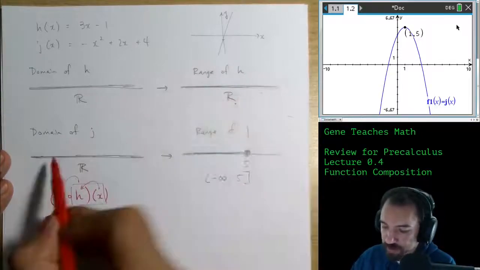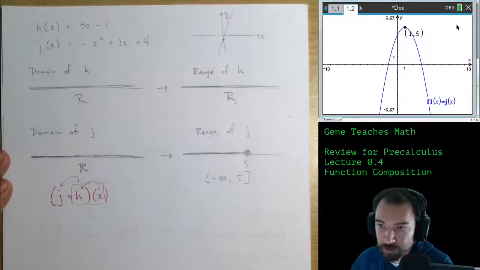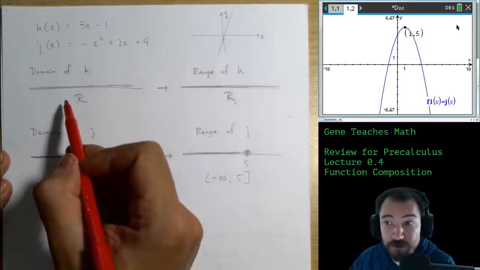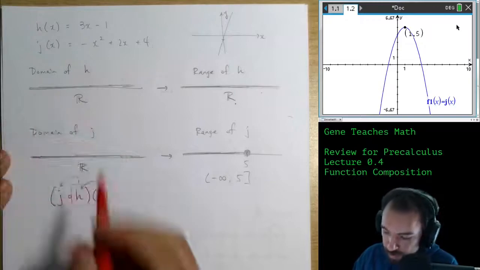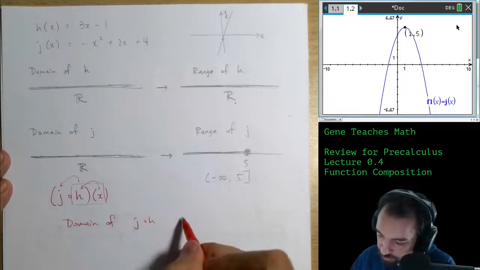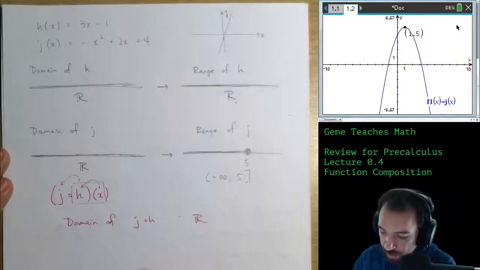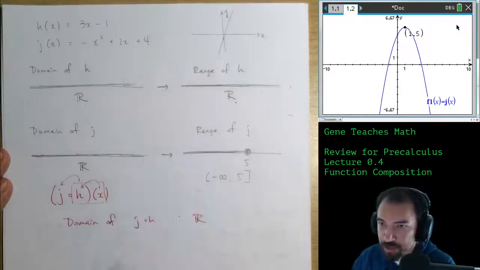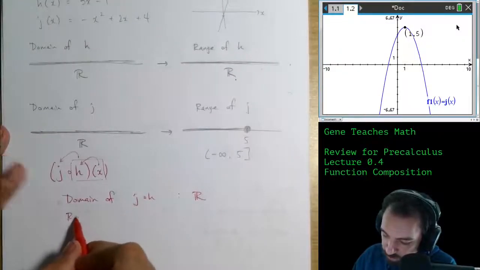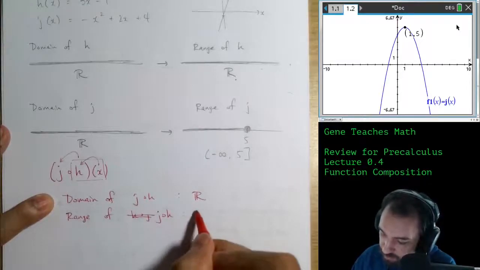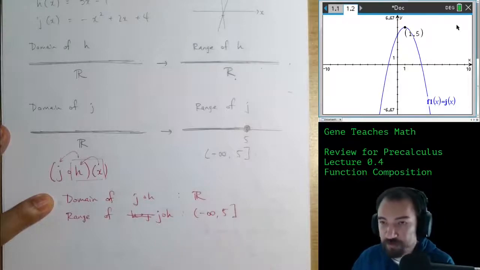But in this case, the range of h and the domain of j completely overlap. They're both all real numbers. So here's the best part. That means all of the domain of h is okay, because there's nothing here that I have to backtrack and worry about not being okay. So the domain of j of h ends up being all real numbers. And then because I'm using all of this, and I get all of this, I'm going to get all of the range of j. So the range of, sorry, not h of j, j of h, is going to be negative infinity comma 5.